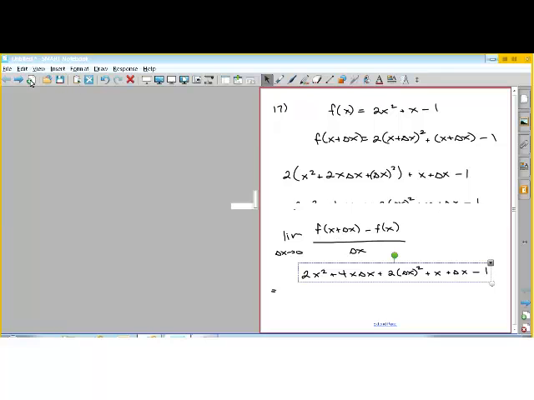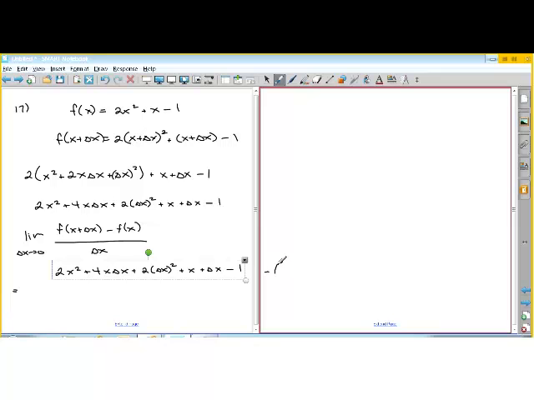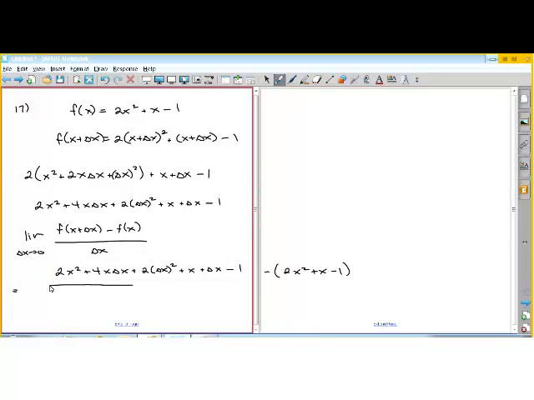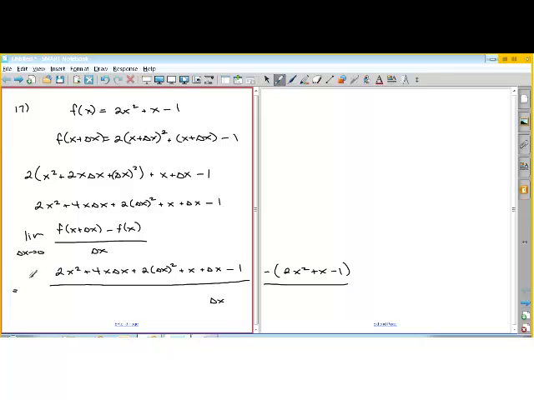I'm going to add another page because I'm running out of space here. So that part is f of x plus delta x. And then we subtract f of x, which is 2x squared plus x minus 1. And this whole thing is divided by delta x, and we take the limit as delta x goes to 0. Okay, now we should be able to cancel some stuff out. So this cancels out with that.